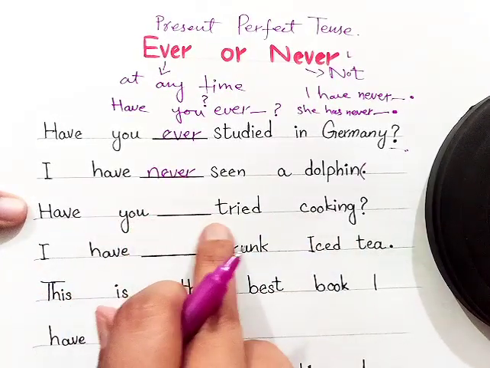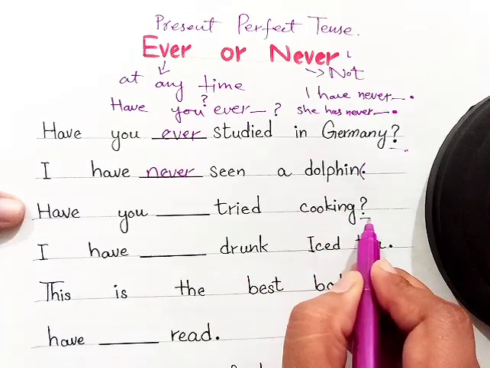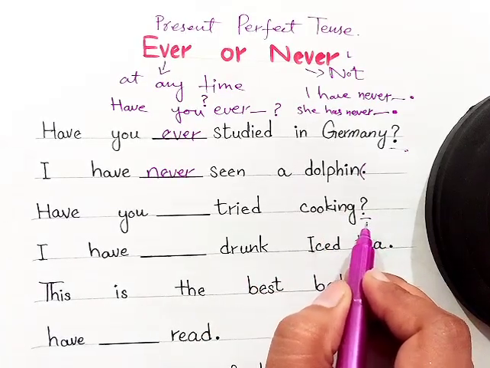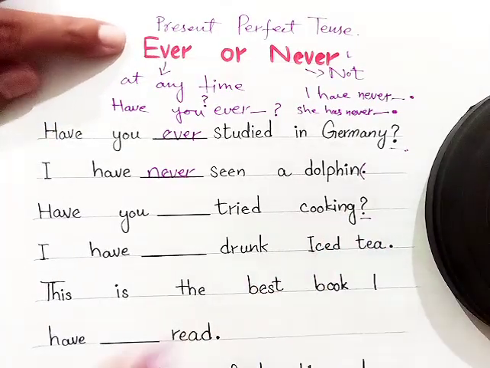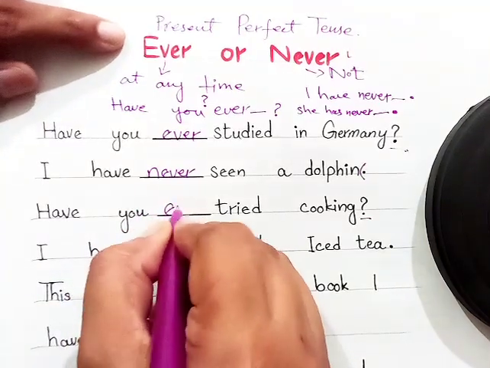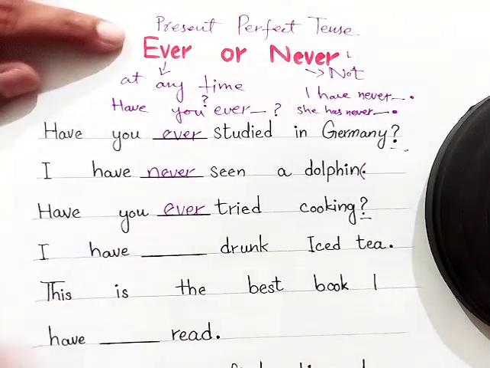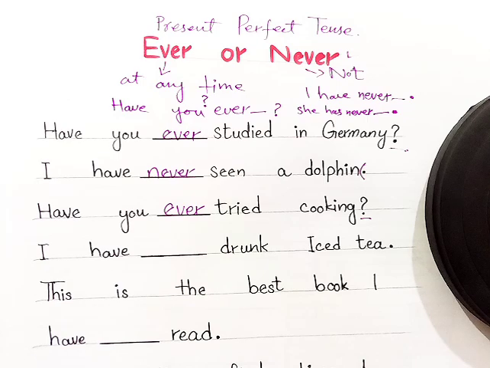Next one, have you blank tried cooking? At the end there's a question mark. So for this we use the word ever. As we know, we use the word ever with interrogative sentences.